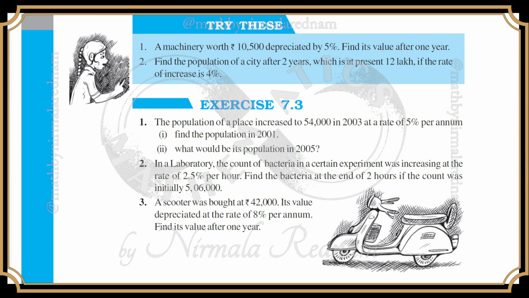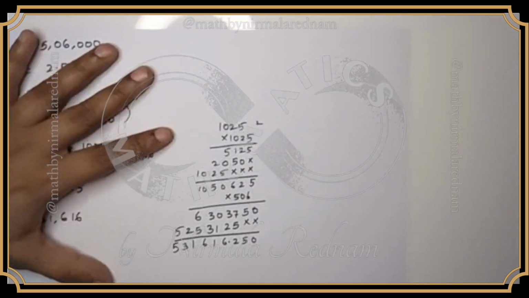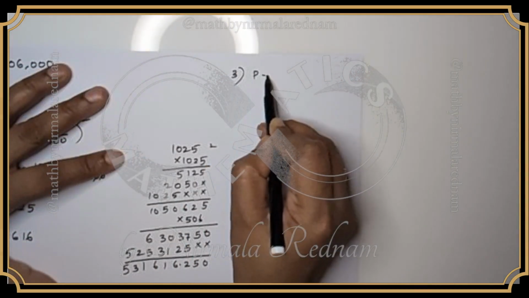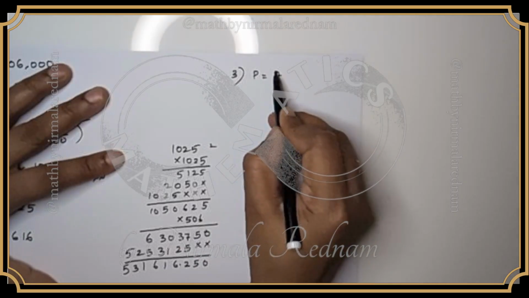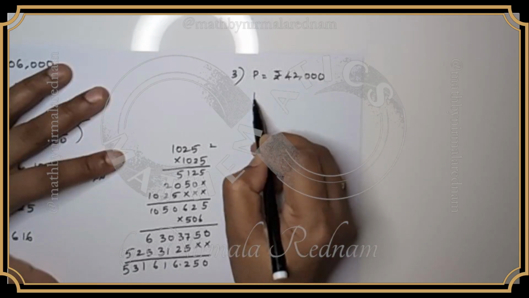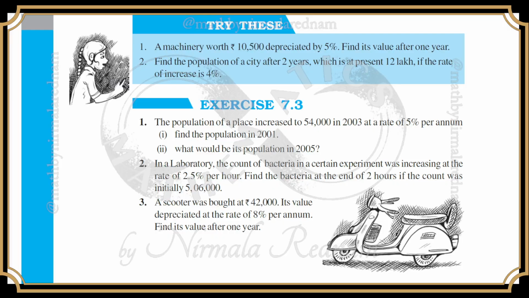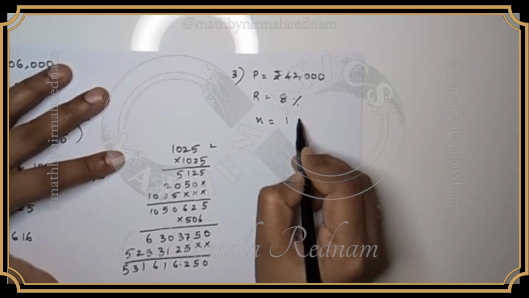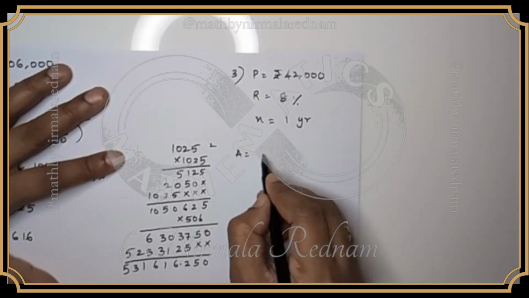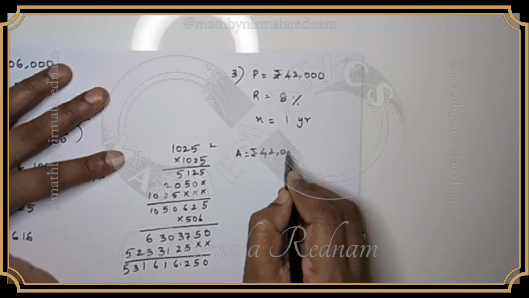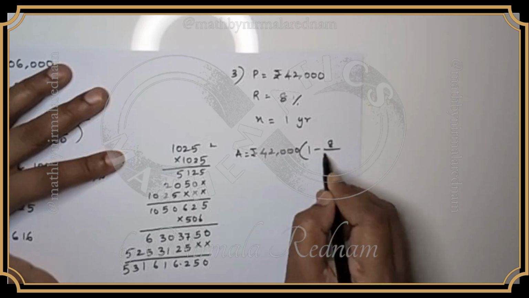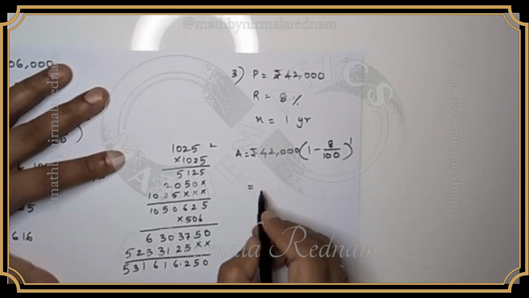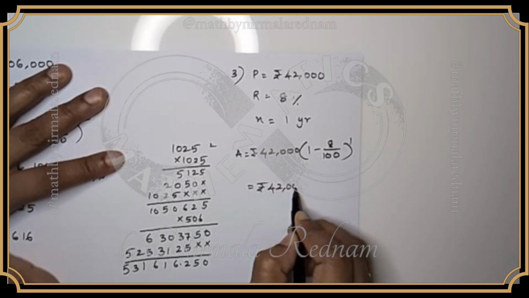Next question. A scooter was bought at 42,000. Its value depreciated at the rate of 8%. What is the value after 1 year? So here, what is my original principal amount? 42,000 rupees. What is the rate of depreciation? 8%, right? And I'm interested after 1 year, what is the price? So P into 1 minus R by 100 whole power n. Only thing is it's a minus because you're talking about depreciation, right?